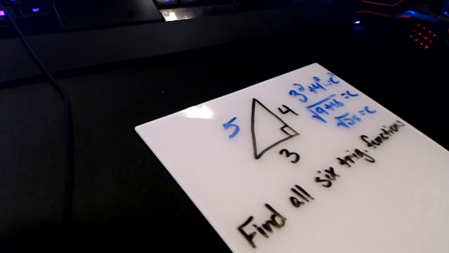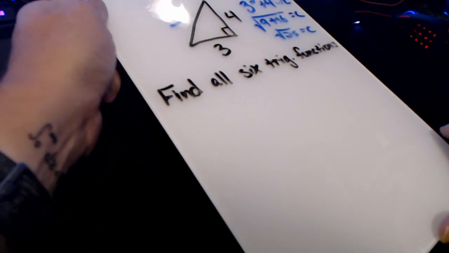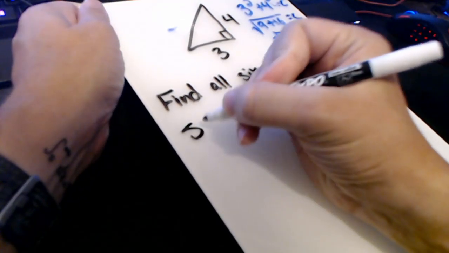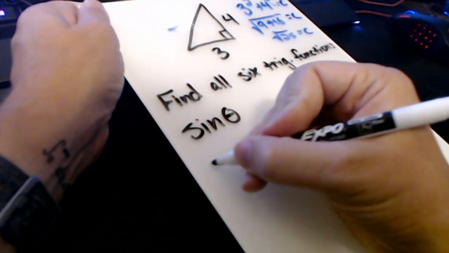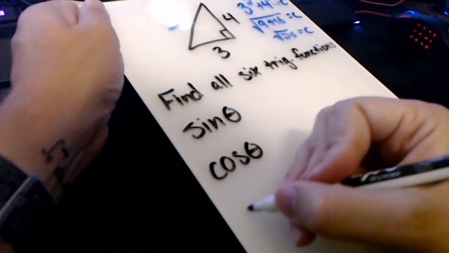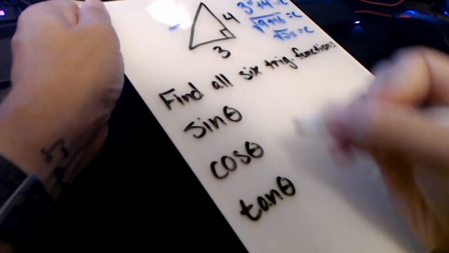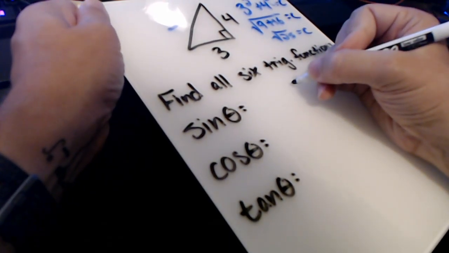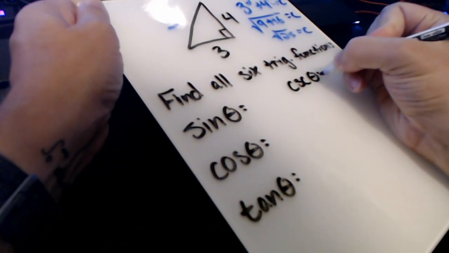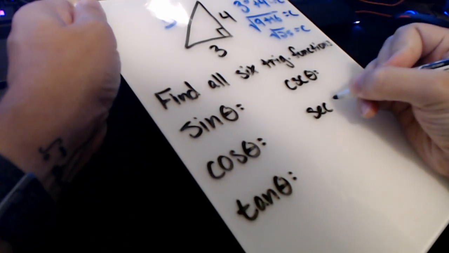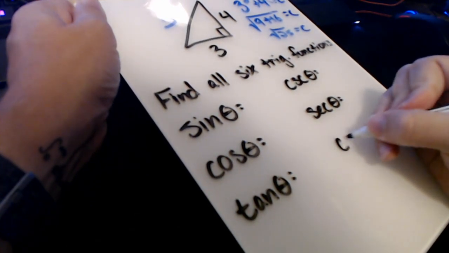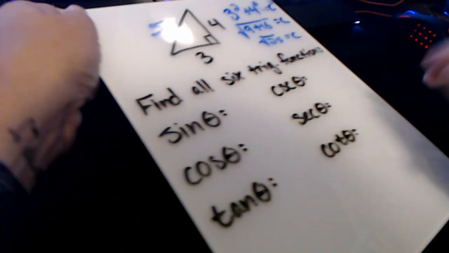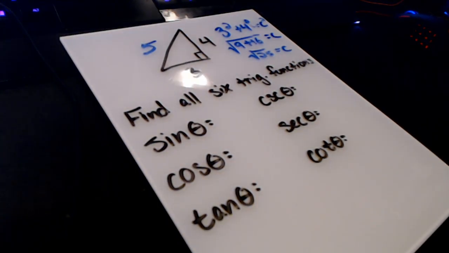So once you have that information, it's as simple as making sure you write out all 6 trig functions correctly. So you have sine, cosine, tangent, and then for your reciprocals, the reciprocal to sine is cosecant, secant, and cotangent. And then you just have to remember SOHCAHTOA. That's all you have to do.